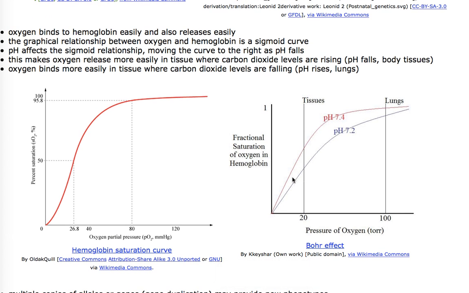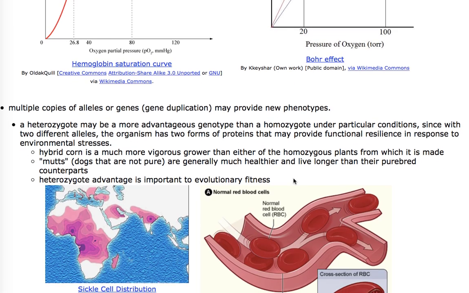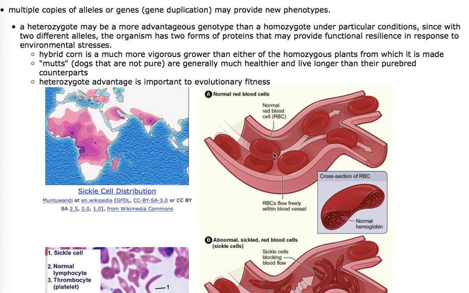oxygenate body tissue. So now the last topic to talk about here is gene duplication. As it turns out, we have more than one copy of many genes in the body.